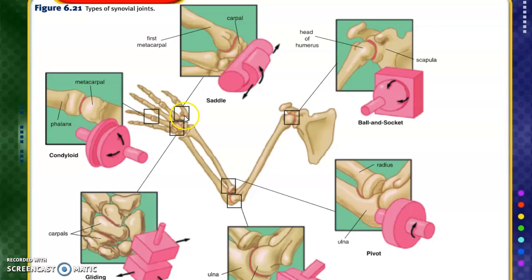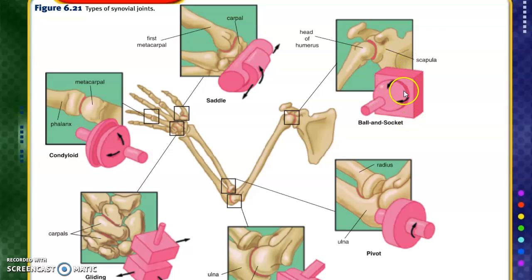Here is the big place where there's a saddle joint. Second one is called ball and socket. Ball and socket is called that because it has a ball, here it is, that fits into an indentation, a socket, in this second piece, in this square piece.